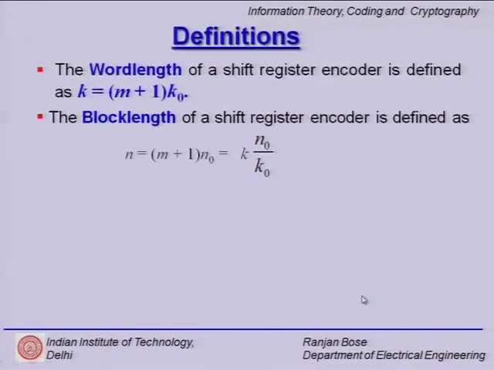So, let us look at certain other definitions which will be useful to understand tree codes. First, the word length.